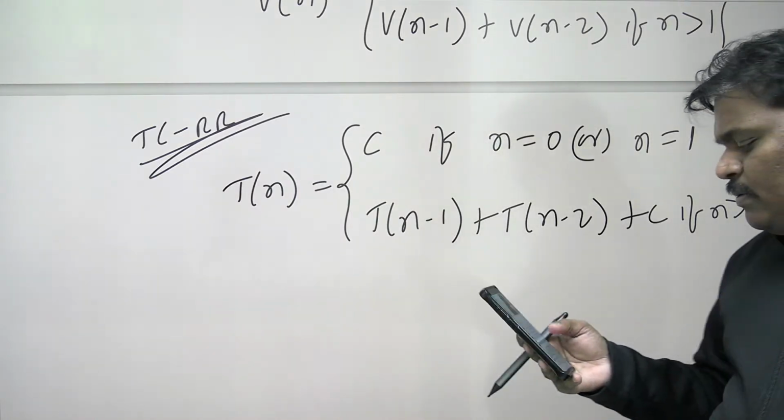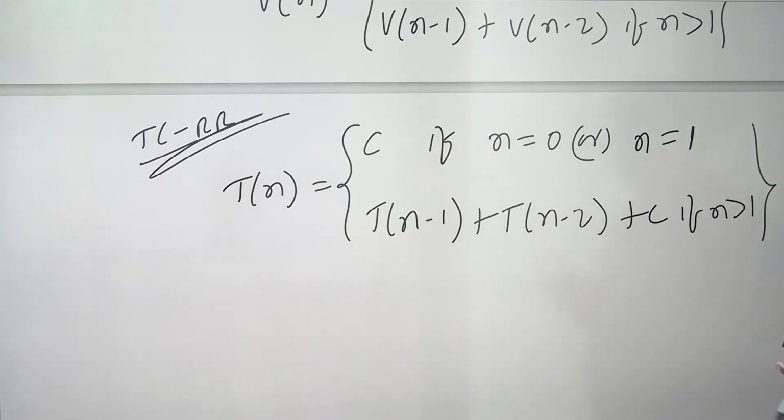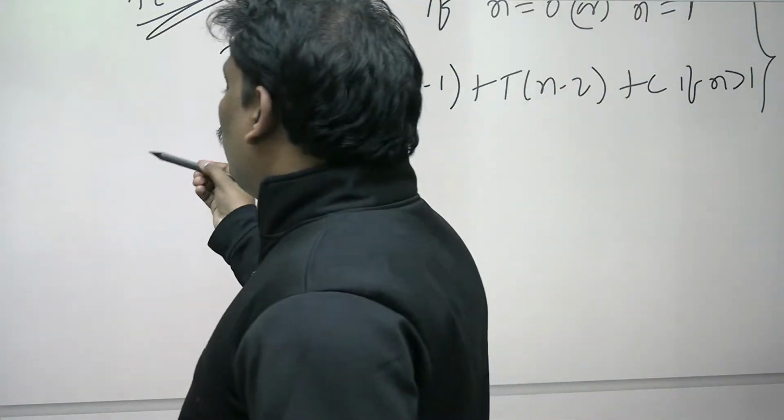Right, perfect. So can we go to next? I think the recurrence relation for time complexity is also written. Let's go for the next one.